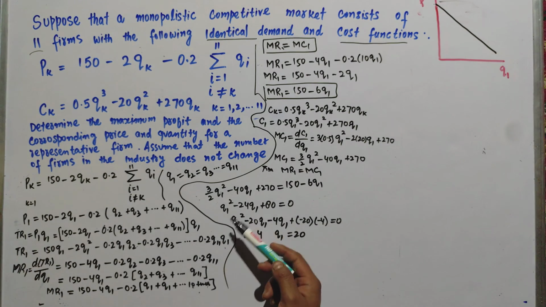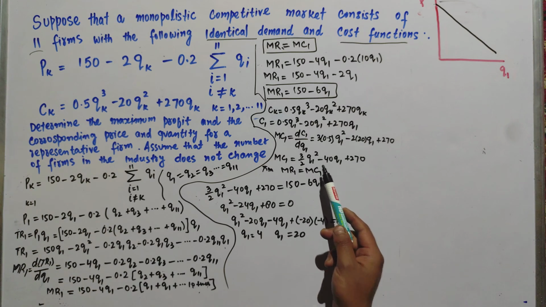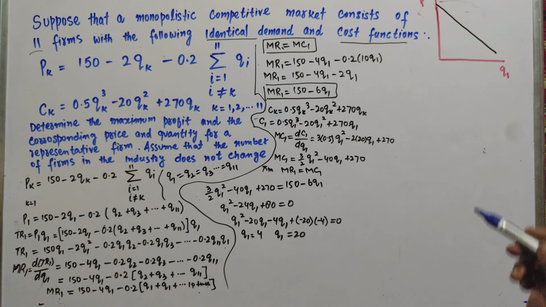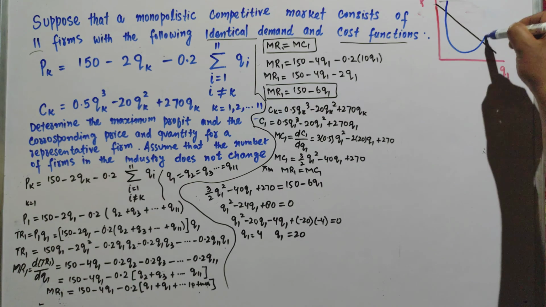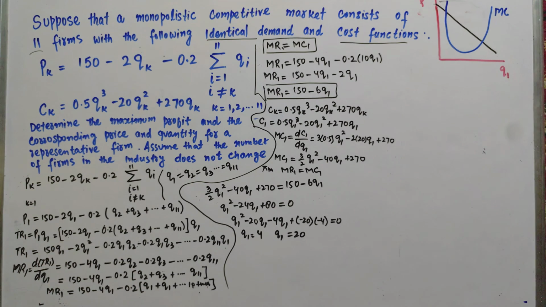Okay, but we have a quadratic marginal cost function. So our cost function will in fact look like this, quadratic. This is our marginal cost function.